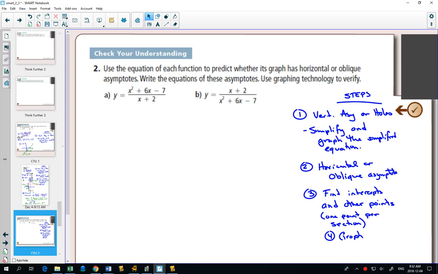So, again, this says use the equation of each function to predict whether its graph has horizontal or oblique asymptotes. In our graphing, that's normally step 2. So we'll follow our steps. We'll still do our vertical asymptotes or holes. But then we'll continue to determine the rest, and then we will actually graph these completely, just to practice that all the way through. Because that's the goal in the end.